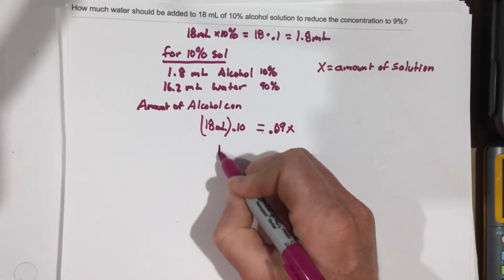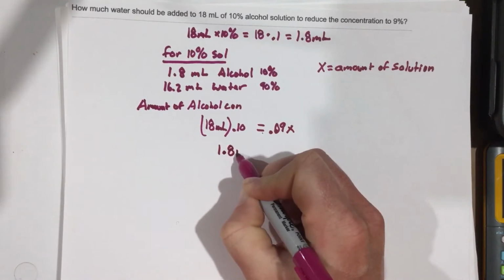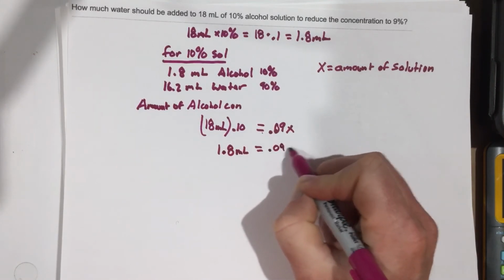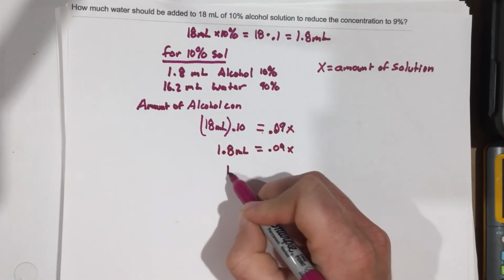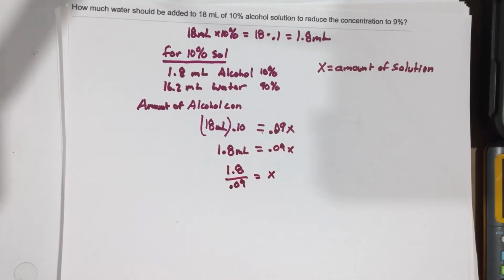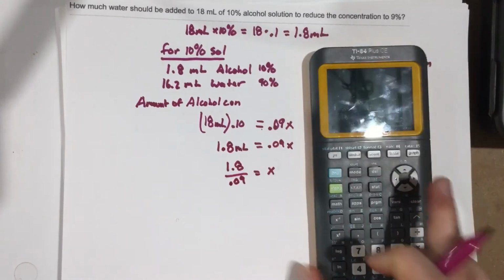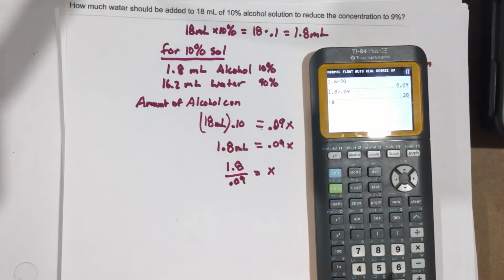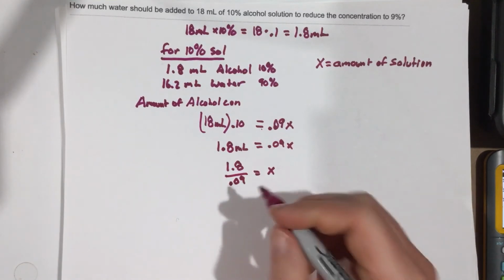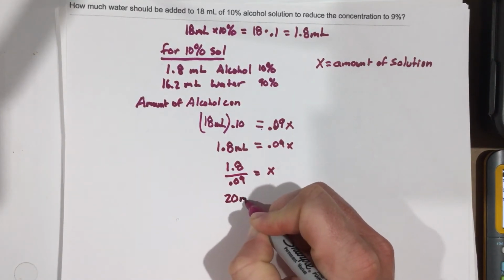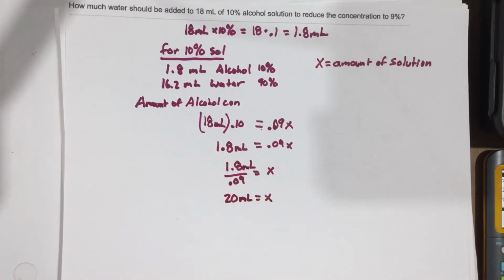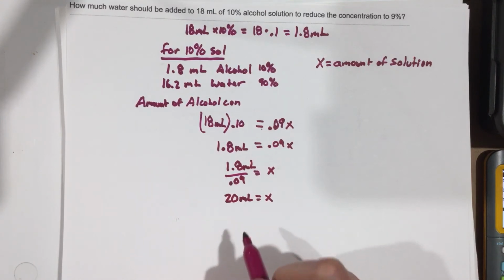Let's go ahead and solve this. This will be 1.8, right? We know that's 1.8 milliliters of alcohol equals 0.09x. We'll divide by 0.09, so we have 1.8 divided by 0.09 equals x. And when we do that calculation, we get 1.8 divided by 0.09, and that's 20. So that means our amount of solution is 20 milliliters, right? Because this is 1.8 ml over 0.09. So the amount of solution that we need is 20 milliliters.